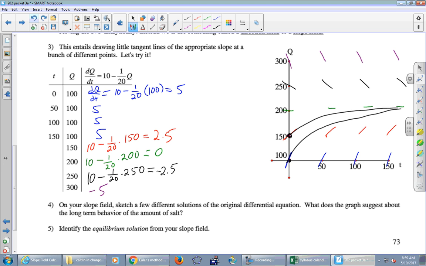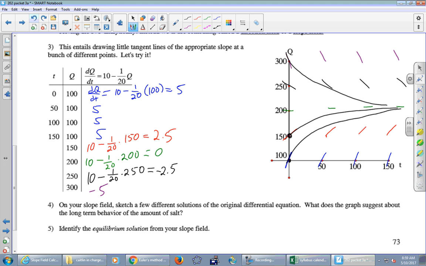What if you were to start at 300? Increasing or decreasing? Decreasing. Concave up or down? Concave up. And so you just kind of draw another one of these guys up here, leveling off at that 200. As it gets close to 200, it gets really, really flat, hardly changing at all.